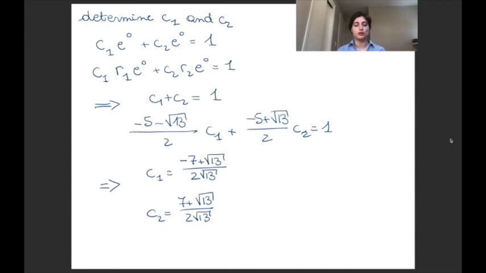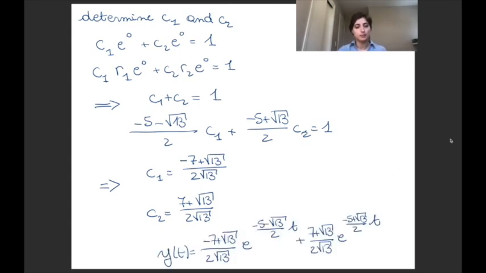c1s and c2s are ugly. They have square roots all over the place, square roots of 13 that are not particularly nice, but we can solve it and we can write explicitly the solution for y. So y is c1 exponential of r1t plus c2 exponential of r2t, that in this case have this format with the various square roots and fractions.